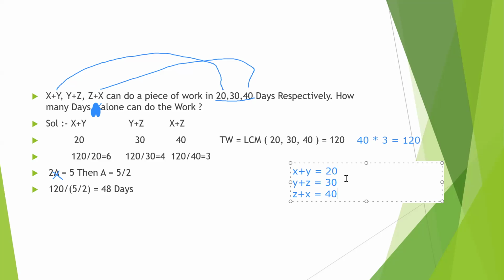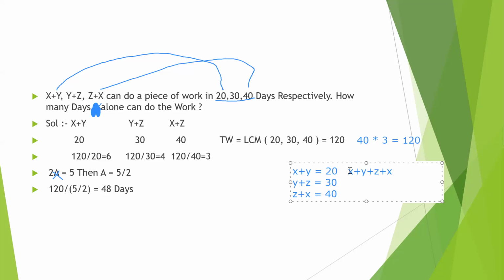Then how can we do it? Here we can see that x is in the first one and the third one. So we can write this as x plus y plus y plus z plus x.